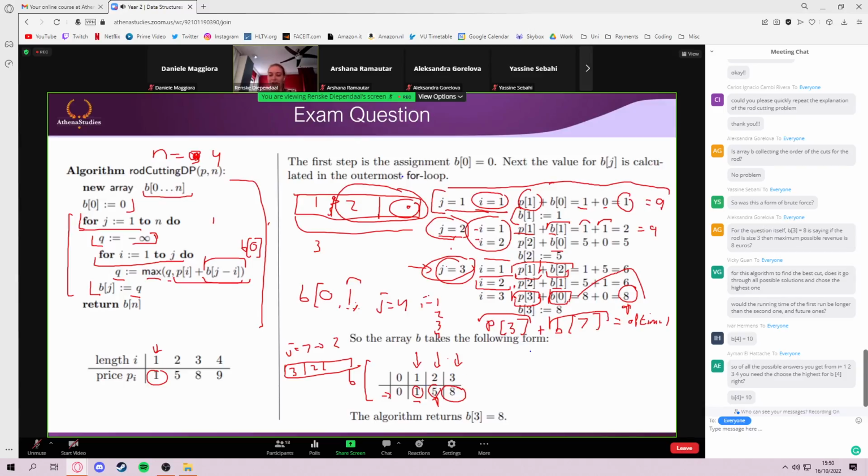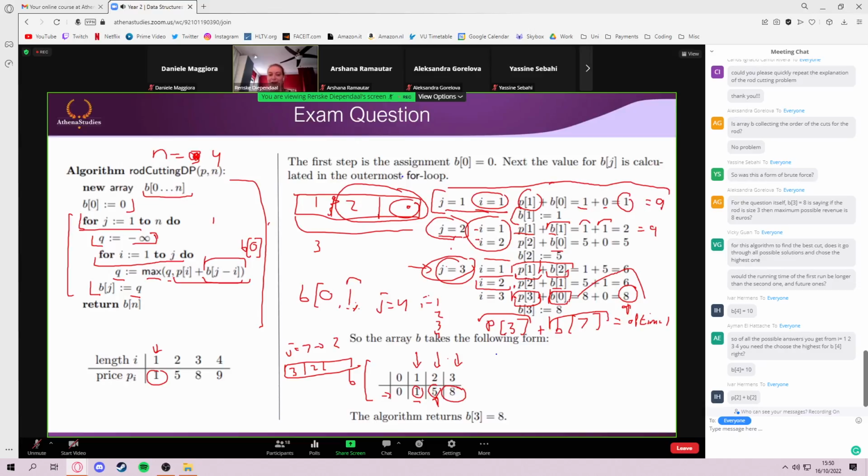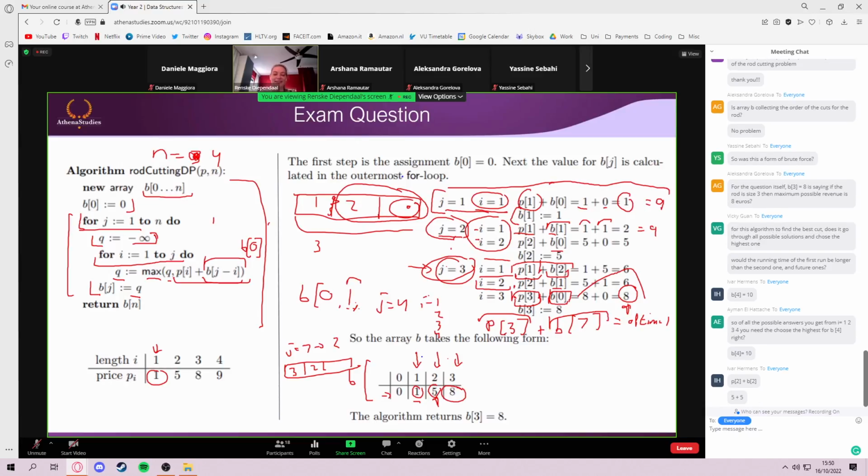All right, so I'm going to start spoiling the answer. I'm sorry, but we're running out of time. Correctly. Okay, so we say j is 4, i is 1, 2, 3, and 4. First step would be to say b1 plus b3, right? Then we also have b2 plus b2, b3 plus b1, and b4 plus b0.